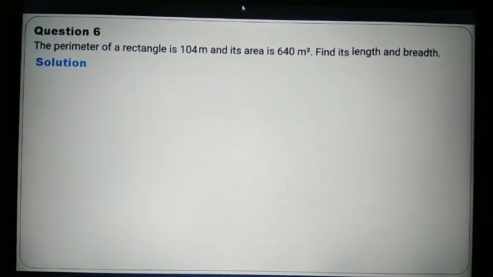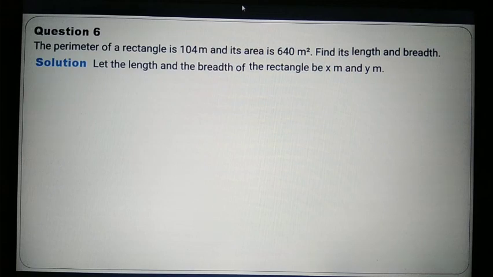Here the perimeter of a rectangle is 104 centimeters. I hope all of you are familiar with the perimeter and area formulas of a rectangle, right? If you are familiar with those formulas, then only will you be able to solve this. The perimeter of a rectangle is 104 centimeters and its area is 640 meter square. You need to find the length and breadth.